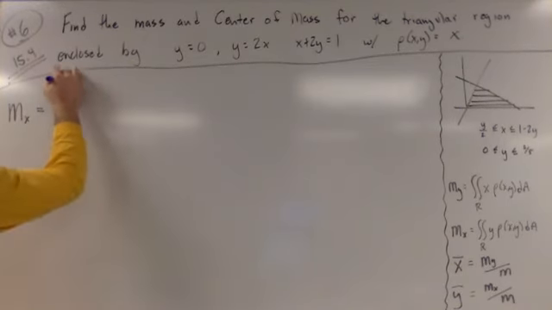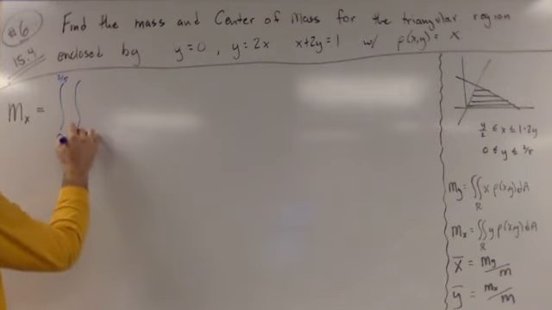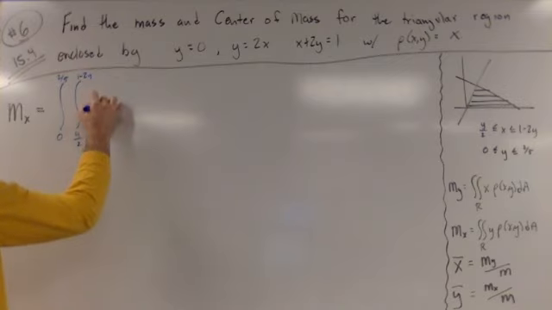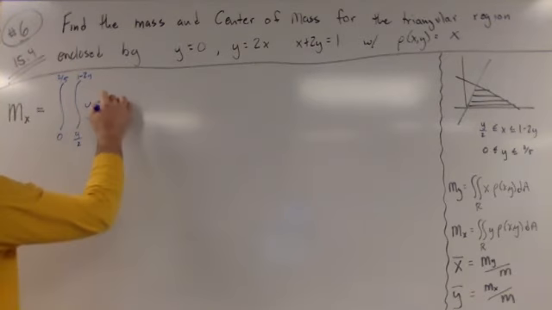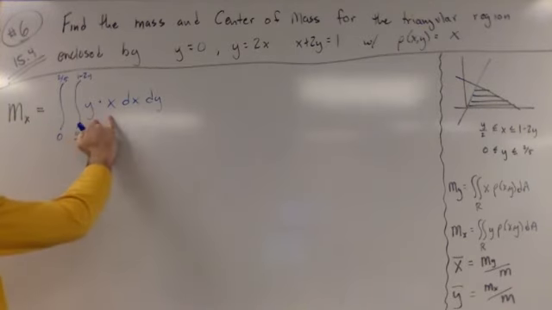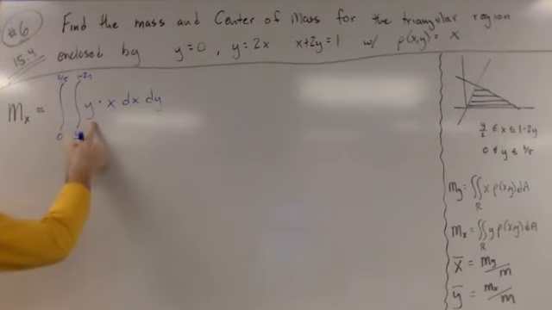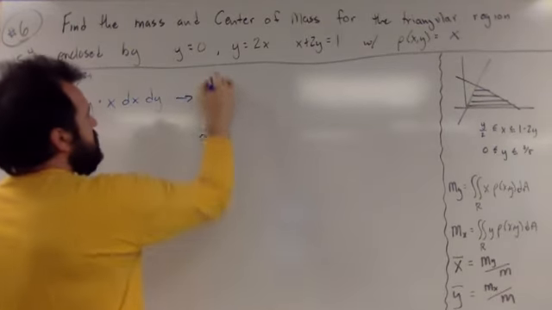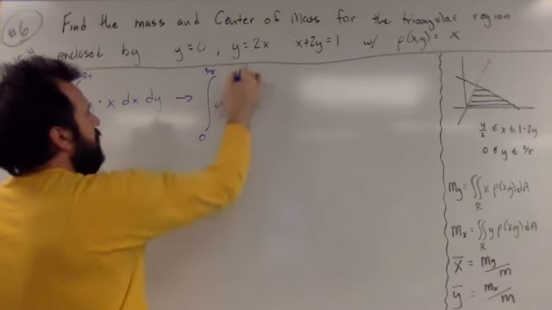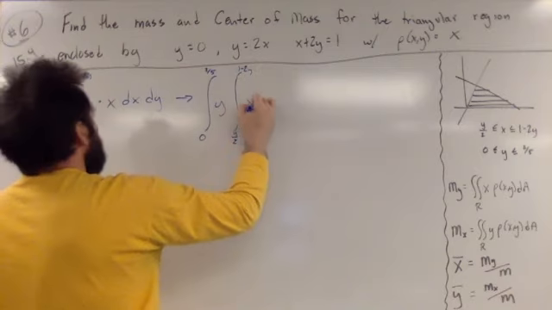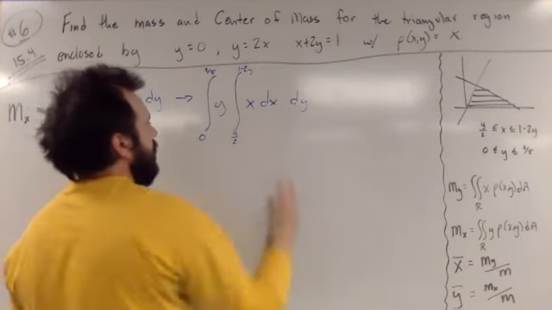So our y is going from 0 to 2/5. Our x value is going from y over 2 to 1 minus 2y. Now I have y times my density function, which is x, dx dy. What I want you to notice is these variables are different from one another. So this y is just a constant, so I can pull it out. I'm going to have the integral from 0 to 2/5 of y times the integral from y over 2 to 1 minus 2y of x dx dy.